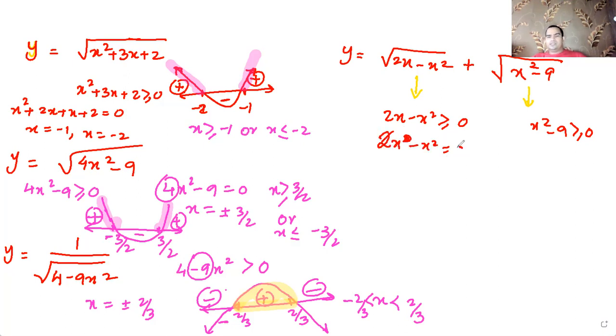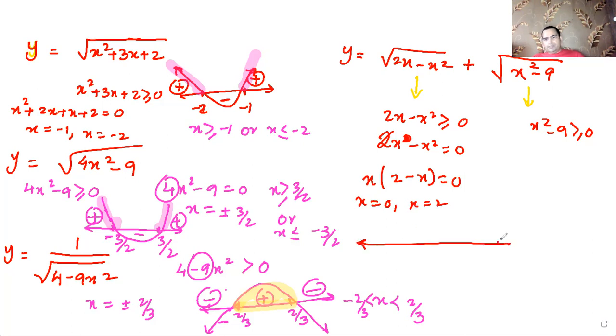So 2x minus x squared is 0. So take x common, x times (2 minus x) is 0. So I get x is 0 or x is 2. So when you take x is 0 or x is 2, this is 0 and this is 2. And in that case, what we get is a sad face graph, because the coefficient of x squared is negative. So it'll be something like this.